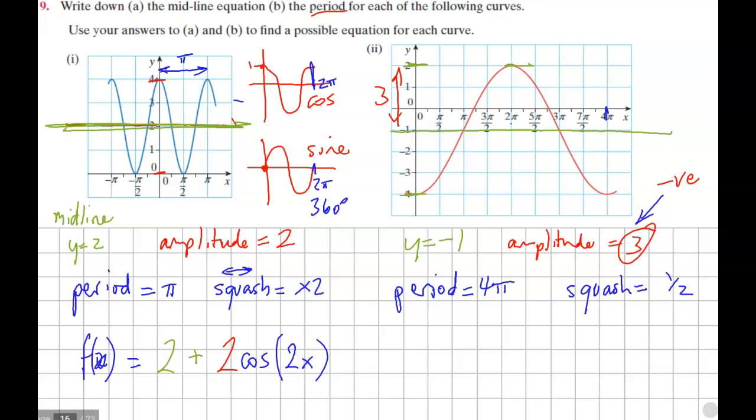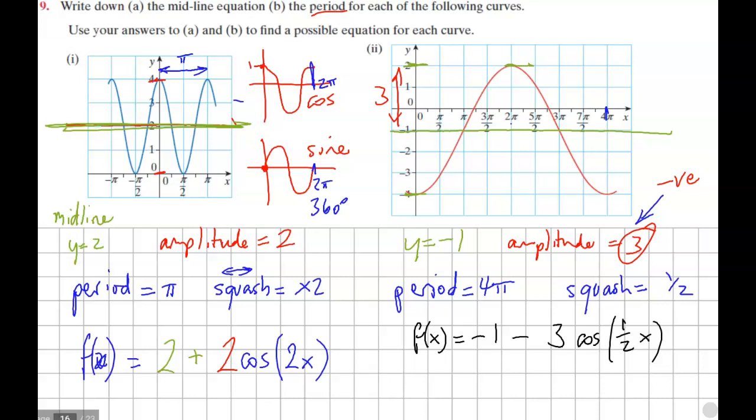So my function as a whole is going to be f of x is equal to, now it's cosine, but it's an upside down cosine. The period is 4 pi, so the squash is only a half. It's been stretched, in fact. My horizontal stretch or squash goes inside with the angle. The amplitude vertically goes in front of the cosine curve. It's -3. And lastly, the whole thing was moved down by 1, so my number in front is -1.